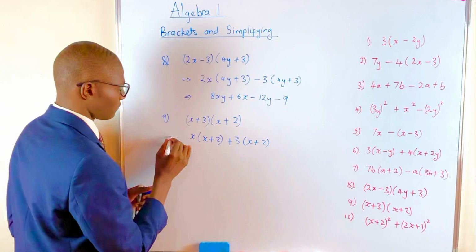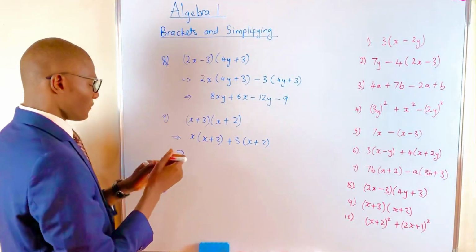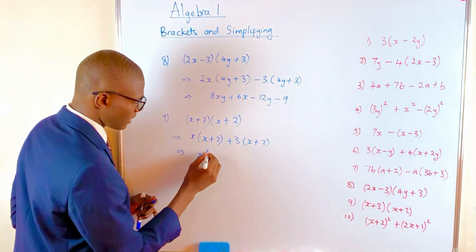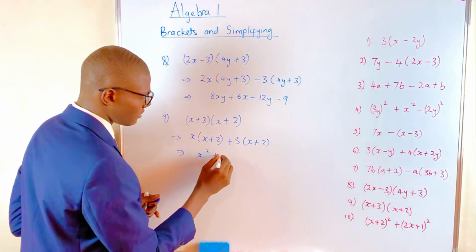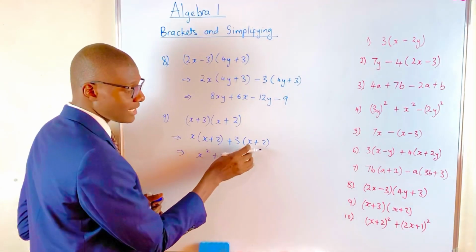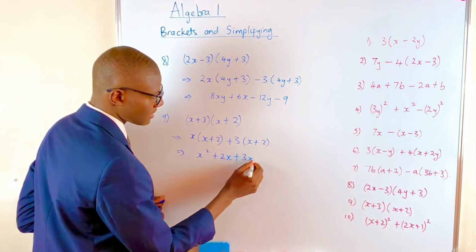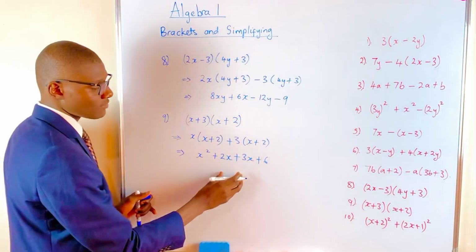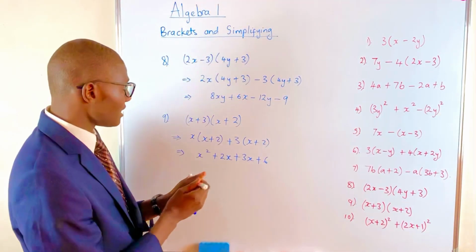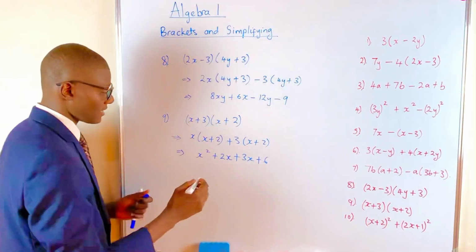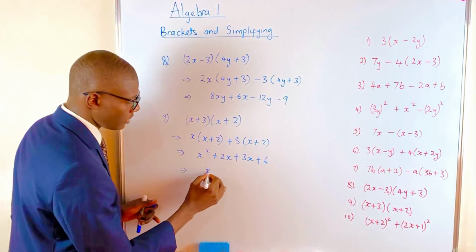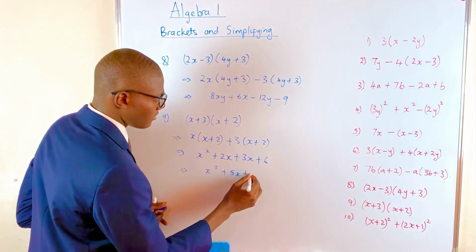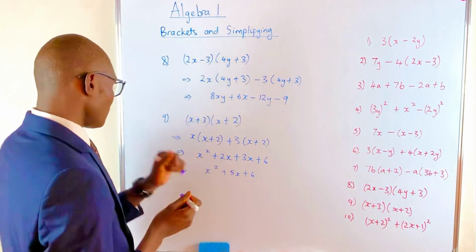So now multiplying throughout, x times x, we get an x squared. Then x times 2, we get a plus 2x. Then plus 3 times x, we get a plus 3x. And then plus 3 times 2, we get a plus 6. So like terms, we've got like terms in x, that is 2x and 3x. So this will simplify to x squared plus 2x plus 3x, we get a 5x. Then plus 6. So this is what we get.